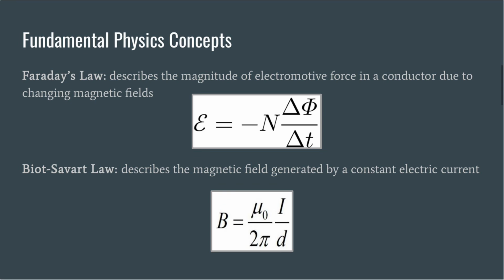The second, the Biot-Savart law, we've gone over in a previous lab, but it describes the magnetic field generated by a constant electric current, and its equation is also below it.